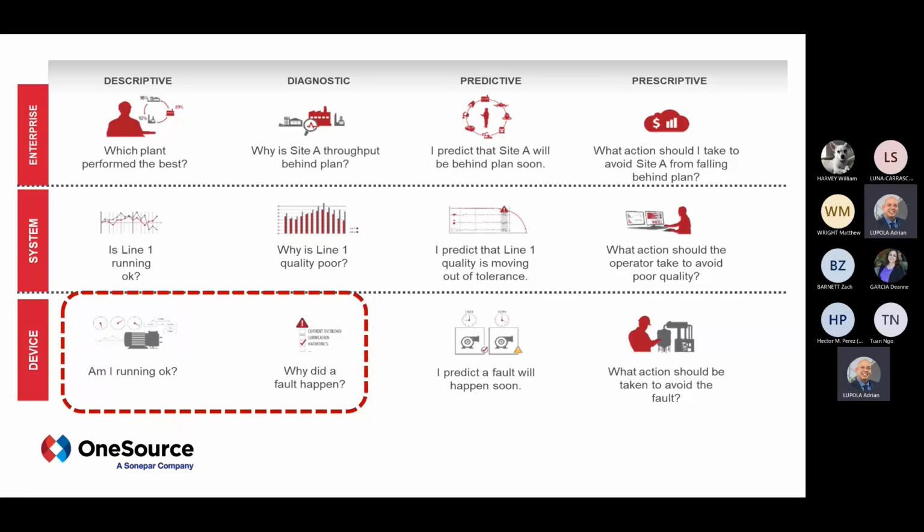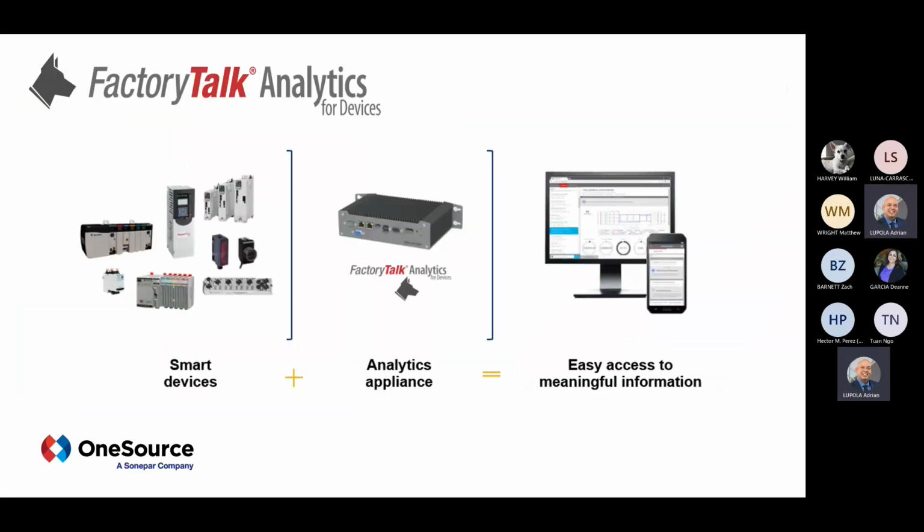The first, which we'll touch on, is the device level. It'll go into descriptive and diagnostic and ask, am I running okay? And why did a fault happen? And this can be seen in Rockwell's FactoryTalk Analytics for devices. It's going to take all that raw data that's being created out there, like I mentioned earlier, from your end devices, your automation devices, put it through to this agent, the FactoryTalk Analytics agent, and apply analytics, hence pushing out data for your dashboards that can be really used in context to help you troubleshoot and isolate any issues you might have at the plant floor.